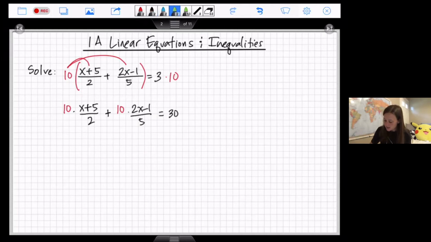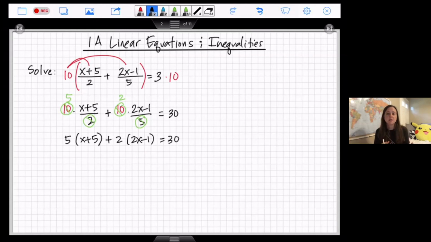So we're going to focus in on the 2 and the 10. That will reduce to give me a 5. And then the 5 and the 10 will reduce to give me a 2. And then we'll just see what we have left in both of those terms on the left. So I have that green 5. Now that 5 was multiplying by the entire fraction, so it still needs to multiply by everything that's left. It needs to multiply times the entire x plus 5. So I'm going to give that x plus 5 a set of parentheses. And then I've got a 2 left that's going to multiply by 2x minus 1, and then the 30. All right, and this looks like a much simpler equation.